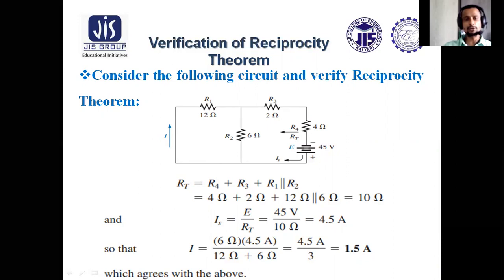So these are the two theorems associated with the network theorem module. Here we are ending today. We have completed module 2. In the next class, we'll start discussing graph theory, which is in module 3. So as of now, I am ending here.